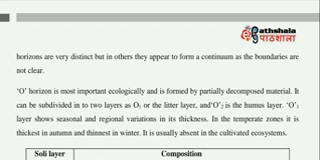O horizon is the most important ecologically and is formed by originally decomposed material. It can be subdivided into 2 layers, O1, the litter layer, and O2, the humus layer. The O1 layer shows seasonal and regional variations in its thickness. In the temperate zone, it is thickest in autumn and thinnest in winter. It is usually absent in the cultivated ecosystems.